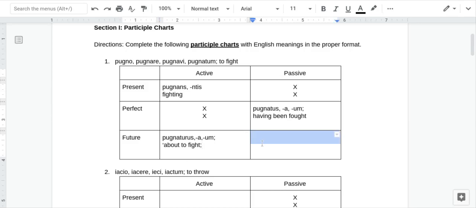And then the future passive participle, which is a tricky one, you go back to the first principal part and you add this nd, a, um, meaning that it's a first, second declension adjective. And also, in its regular form, translates as to be fought or about to be fought. But this particular form is used in a couple different ways in the language.